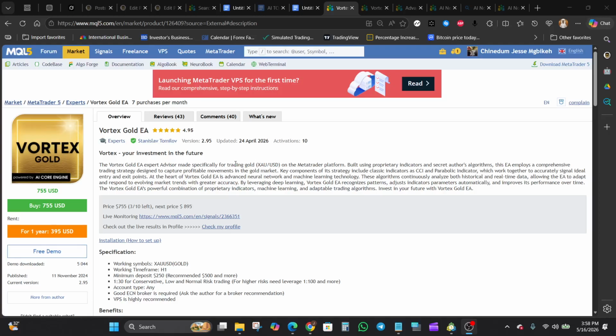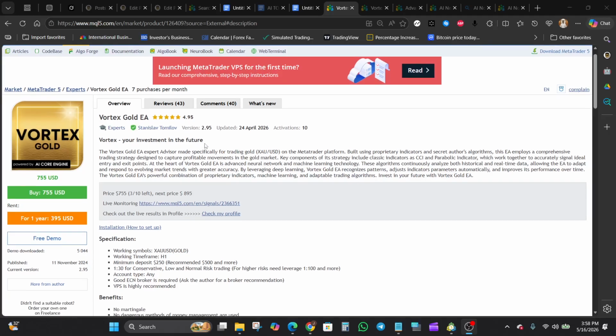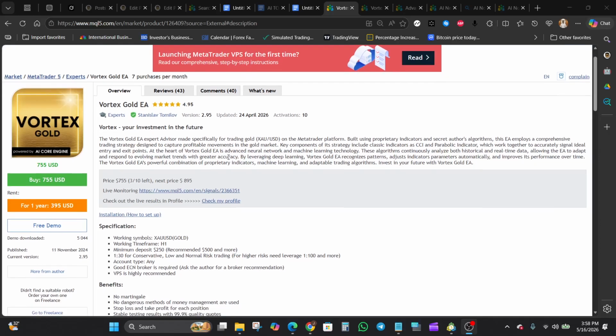So right here on the MQL5 Marketplace page, we can see that Vortex Gold EA is currently priced at 755 US dollars, with a 1 year rental option as well, going for 395 US dollars. This is version 2.95 from the developer Stanislav Tomilov, and according to the listing, the EA supports both MT4 and MT5.